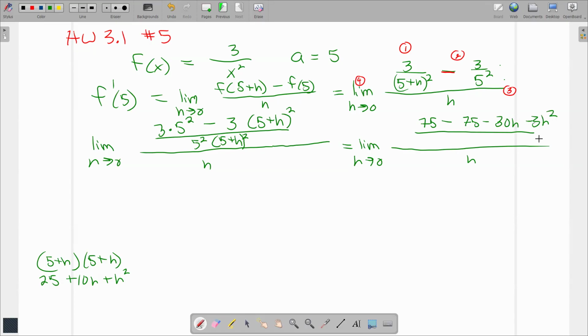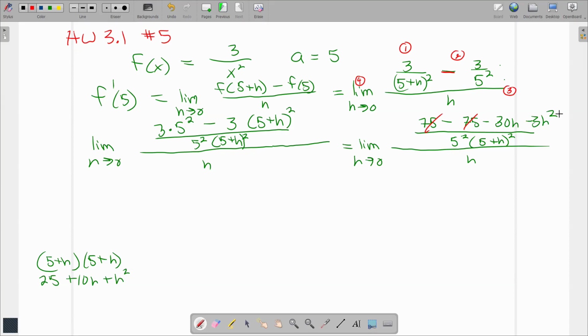Cause I found that in most of these problems, like the 75, they would cancel. Yeah, the constants are always going to cancel. If they don't, something went wrong. And then this is my inner denominator. And then again, nice things are happening. The 75 minus 75 goes away. Okay, then I have what's left, a minus 30h minus 3h squared.